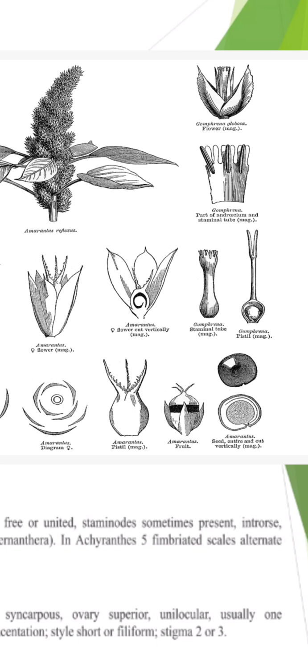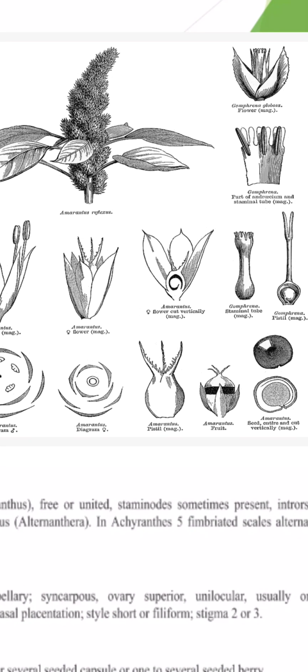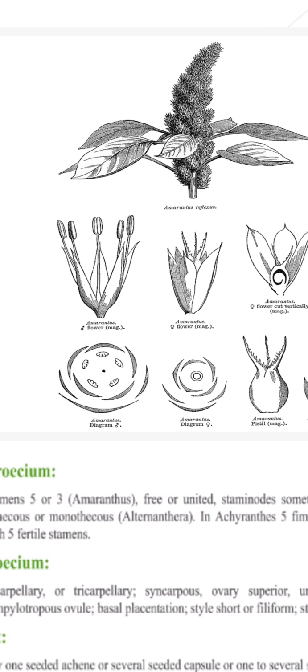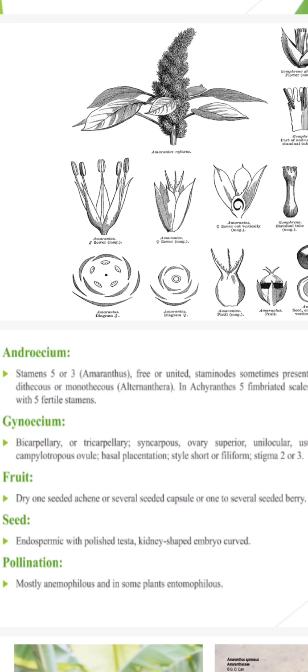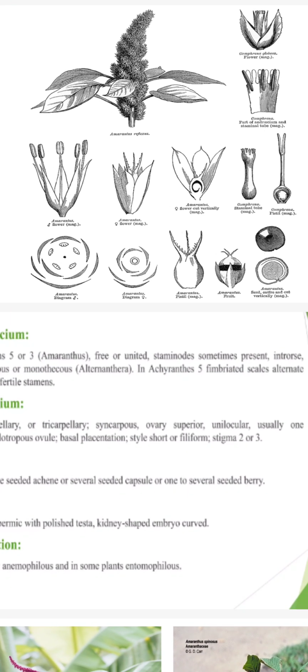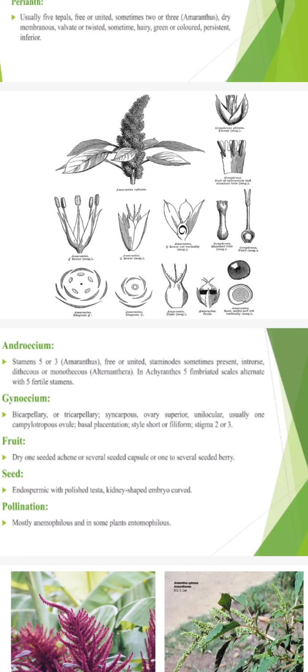Then how is the carpel? This is the floral formula for that. Male and female flowers have different floral formulas. Okay, so how is the androecium? Stamens, they are 5 or 3, free or united. Staminodes sometimes present. Introrse, dithecous or monothecous. In Achyranthes, 5 fimbriated scales alternate with 5 fertile stamens. Sometimes staminodes are present over here.